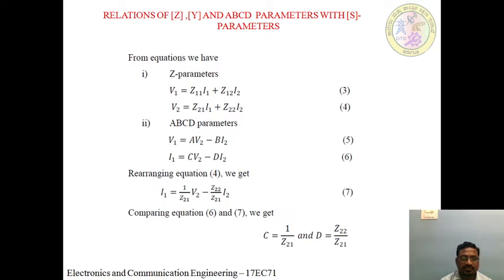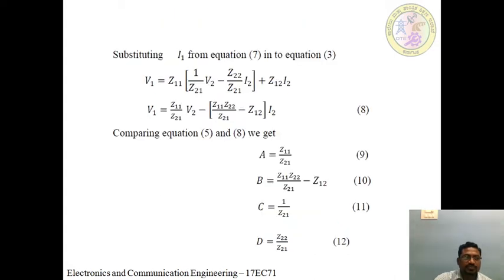Rearranging equation 4, we get I1 equals V2 divided by Z21 minus Z22 divided by Z21 times I2, which is equation number 7. Then comparing equations 6 and 7, we get C equals 1 by Z21 and D equals Z22 divided by Z21. Then substituting I1 from equation 7 in equation 3, we get V1 equals Z11 multiplied by V2 divided by Z21 minus Z11 Z22 I2 divided by Z21 plus Z12 into I2.